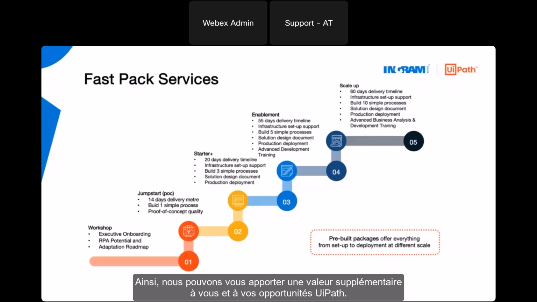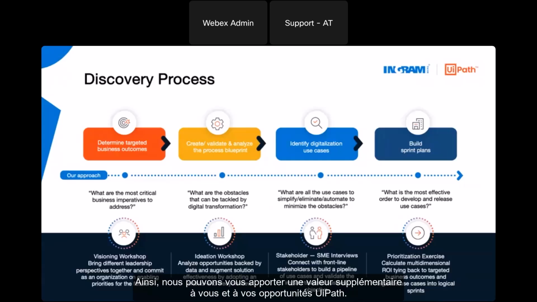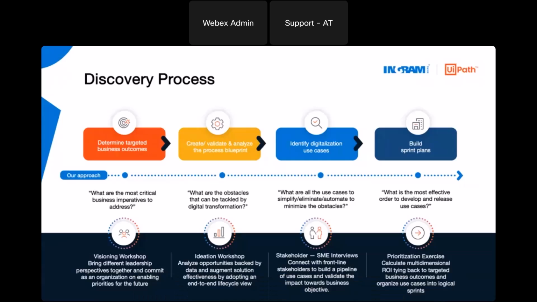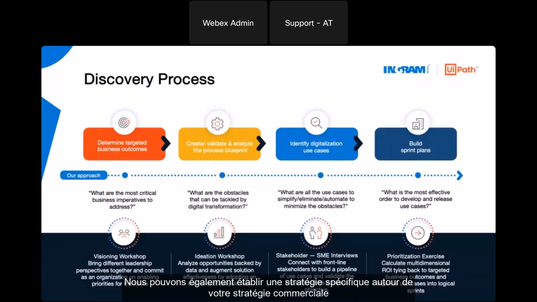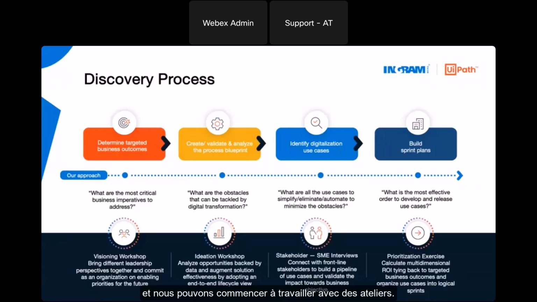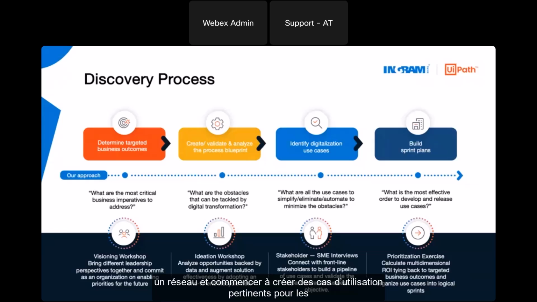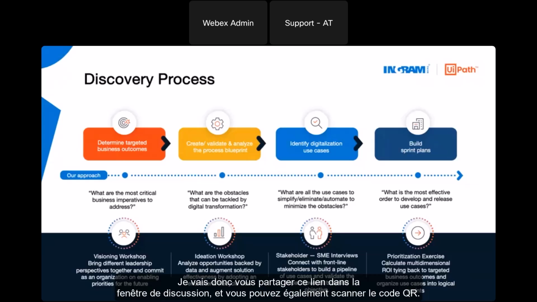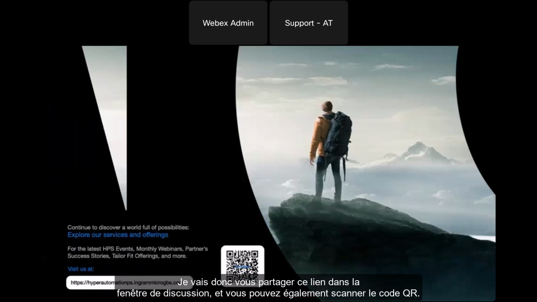So we can bring additional value to the table for you and your UiPath opportunities. We can build a specific strategy around your business, your business strategy as well, and we can start working with workshops. We can have different analyses with you and the team. We can enable all the abilities that you need to manage different stakeholders among your customers' organization, right? How can you connect with those different stakeholders and start building a pipeline and start building use cases that are going to be relevant for those different lines of business and the different decision makers for the different lines of businesses as well.